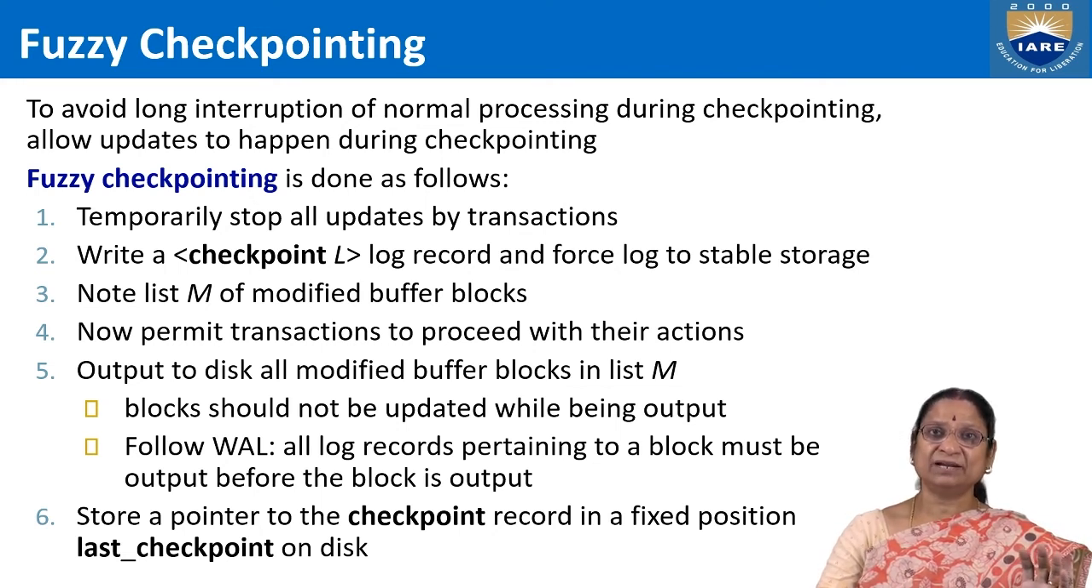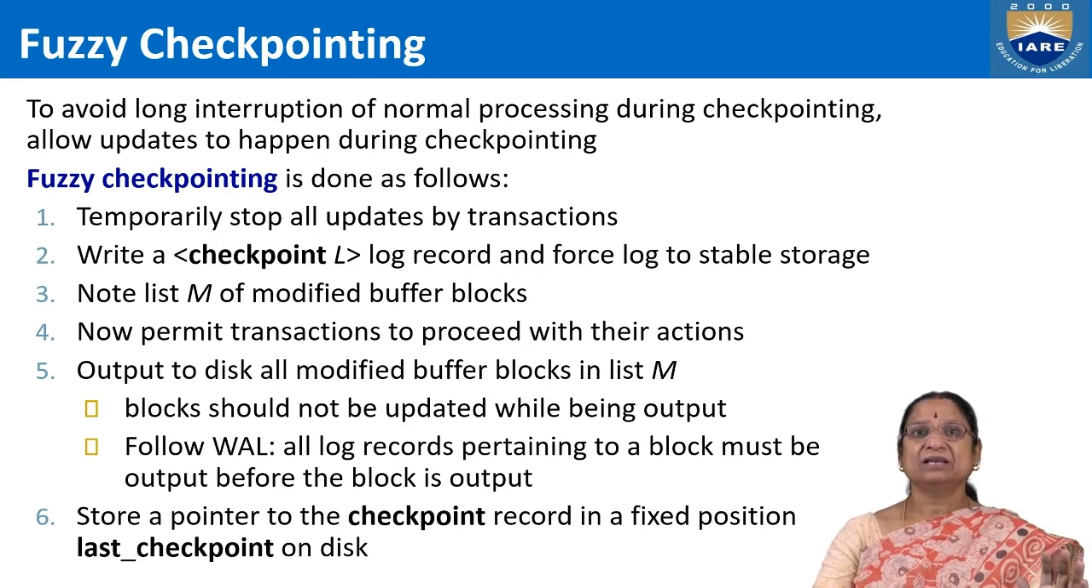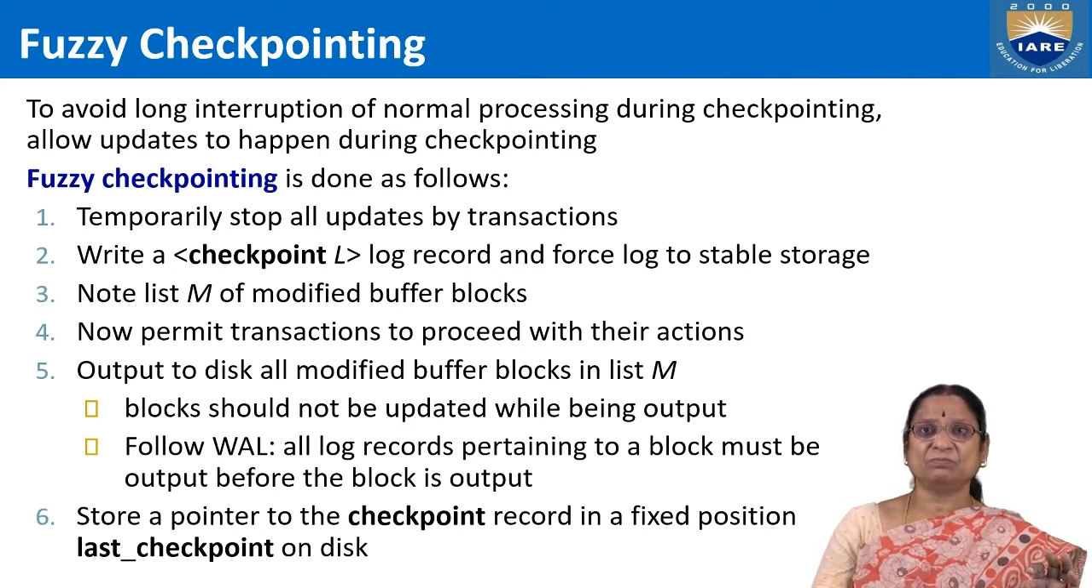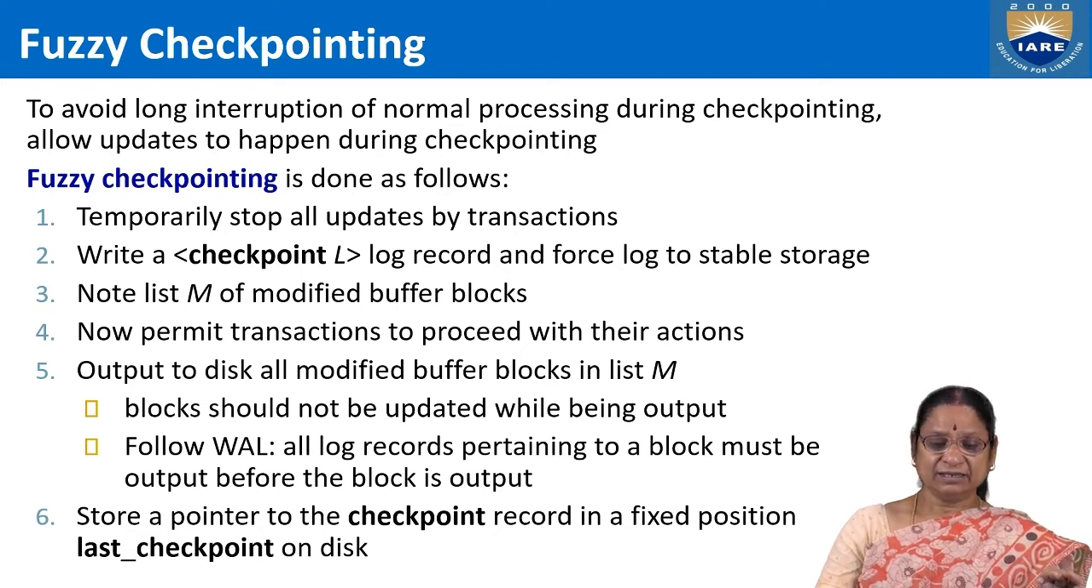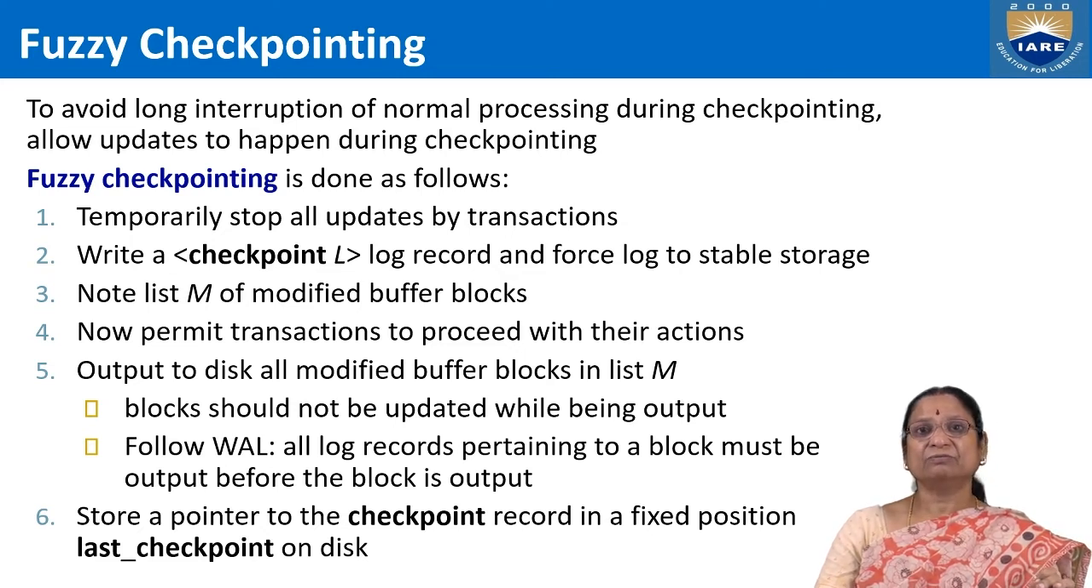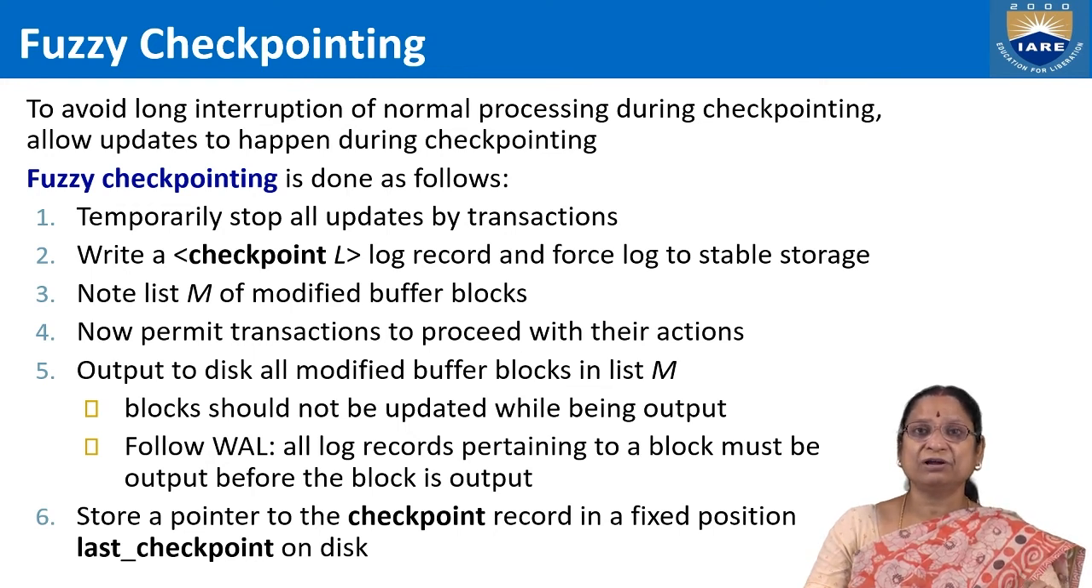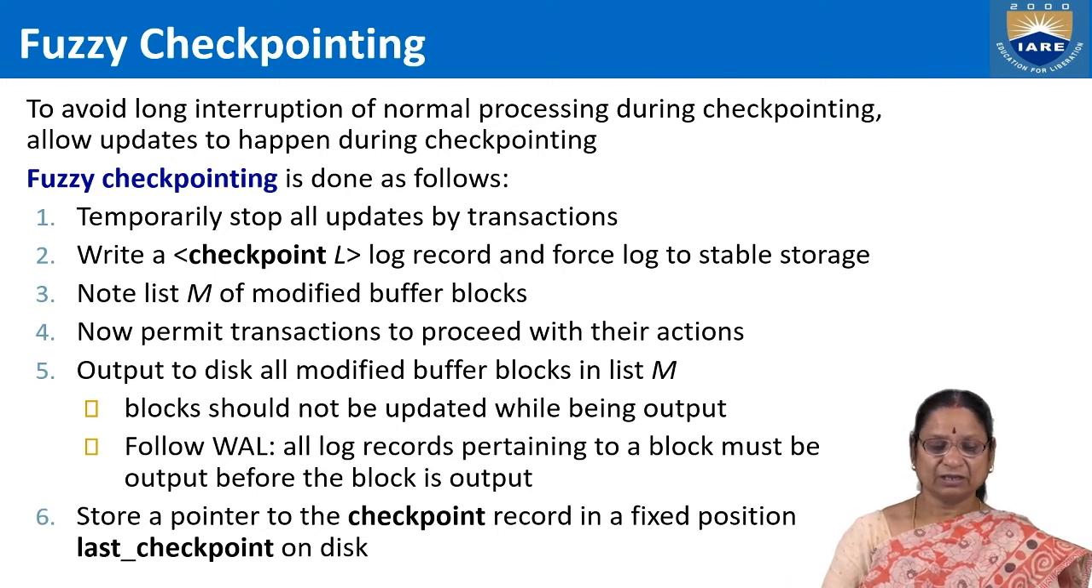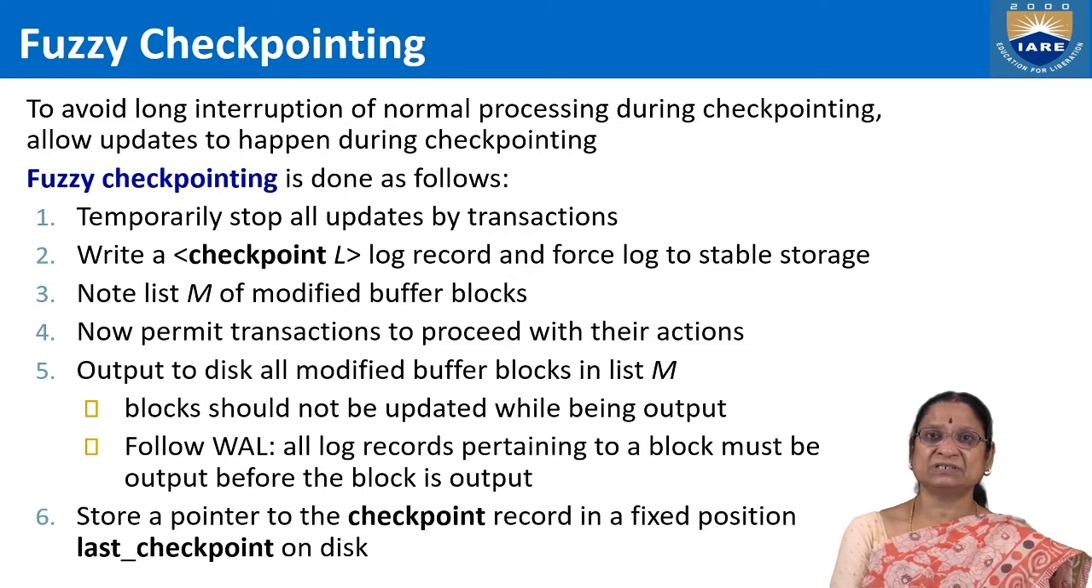All transactions are stopped at that time and a new checkpoint record is written, and all log records are also forced to write in our stable storage. Then note the list M of the modified buffer blocks, and then whatever transactions are already going on are permitted to proceed with their actions. So during the checkpoint, transaction processing is suspended for a little while.